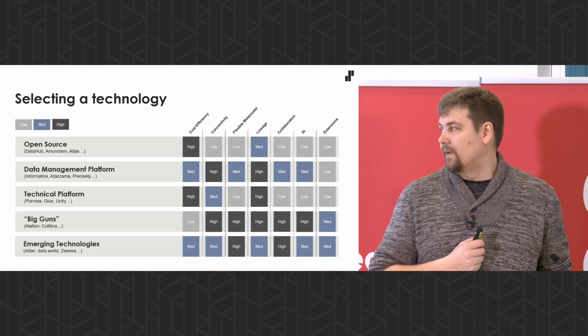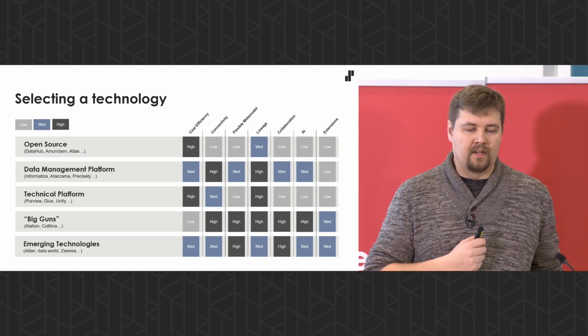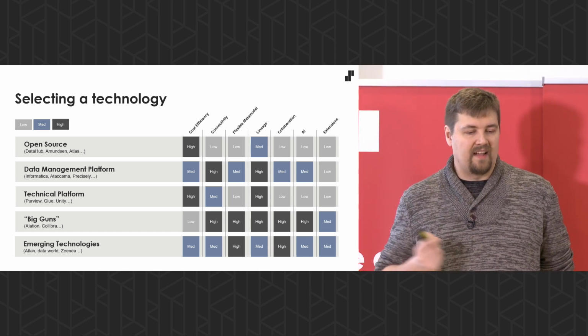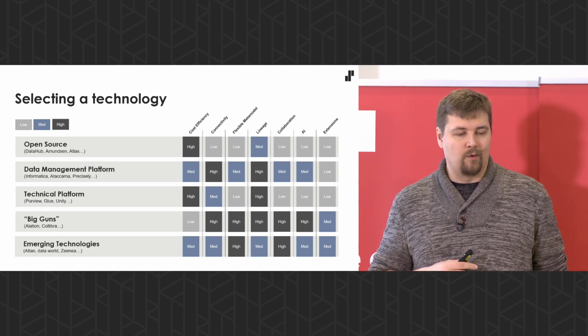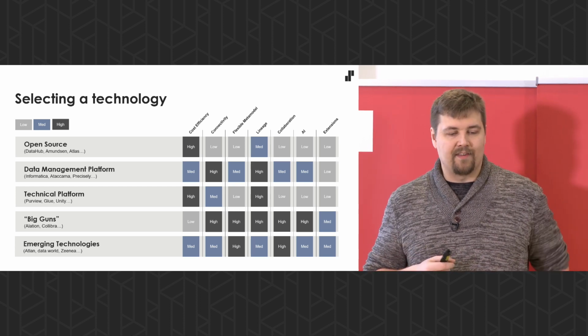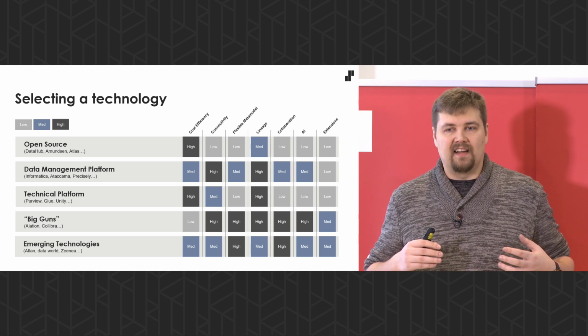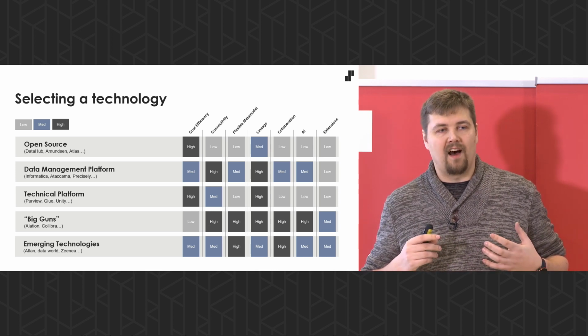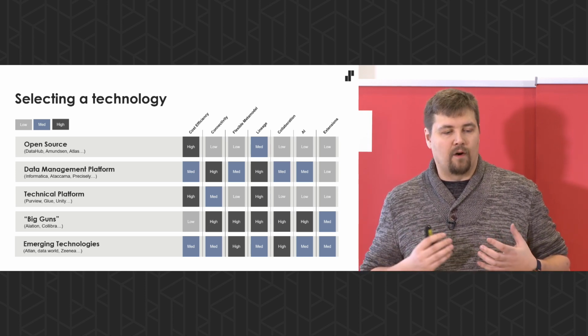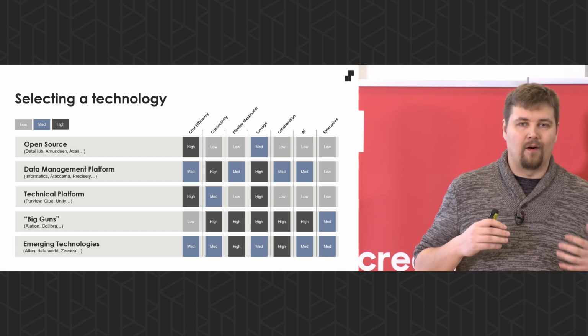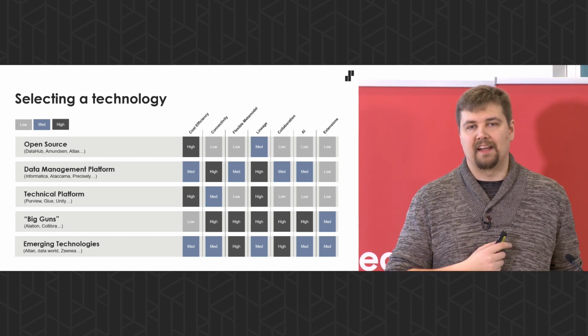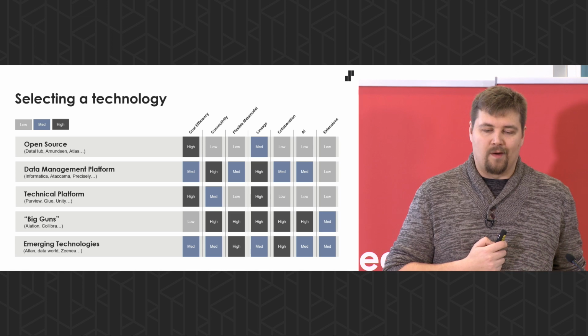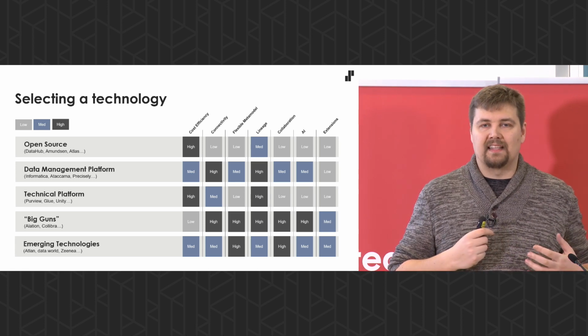Then the third group is these technical platforms. So on Azure we have Purview, on AWS we have Glue, on Databricks we have Unity, and these are really technical platforms, or catalogs that have been built on top of those technical platforms. And what does that mean in practice?